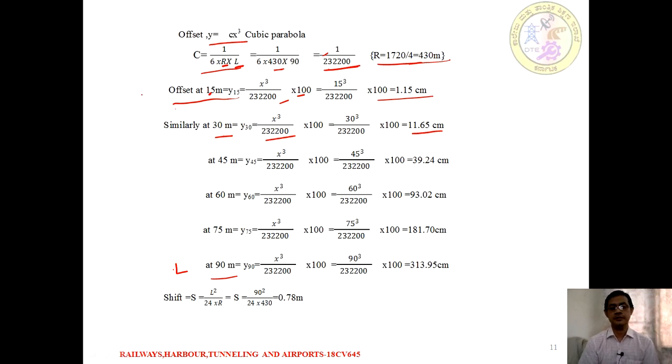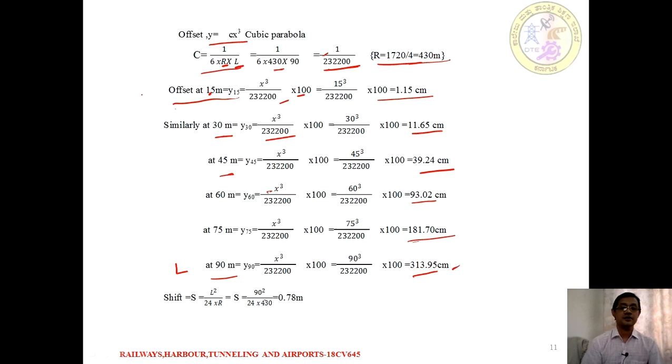So up to 90 meter we need to find out the offset points. Similarly, for 45 meters it is going to be 39.24 centimeter. Similarly for 60 it is 93.02, and for 75 meters of offset it is going to be 181.7, and at the end, that is at 90 meter, it is 313.95 centimeter that is going to be the offset.